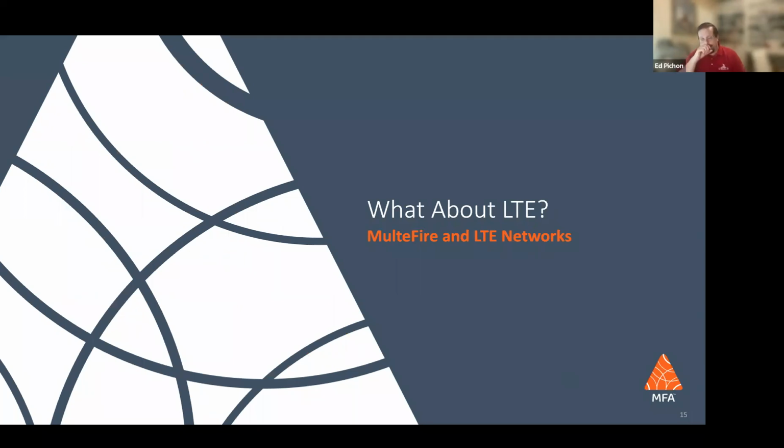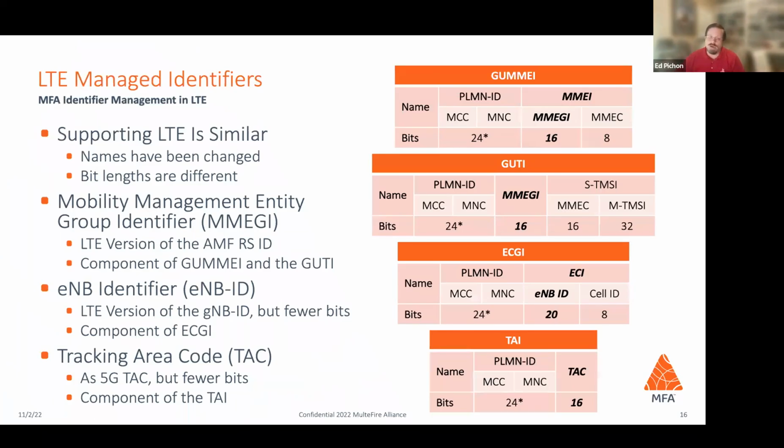Now, I've been talking primarily about 5G, Release 15 5G, is where this comes in. For LTE, if you're doing a conventional MulteFire network, the idea is basically the same. We manage certain identifiers, the components of those identifiers that need to be globally unique. And they are all pretty much analogous to the same identifiers in 5G. They just have slightly different names and bit lengths.